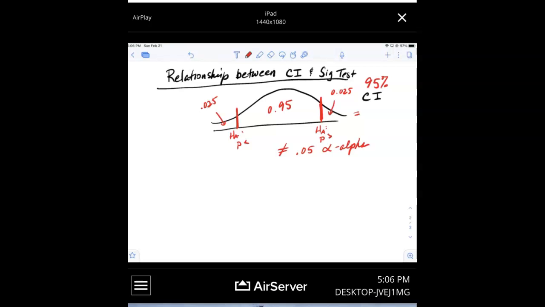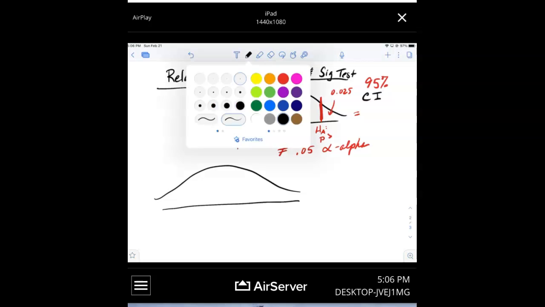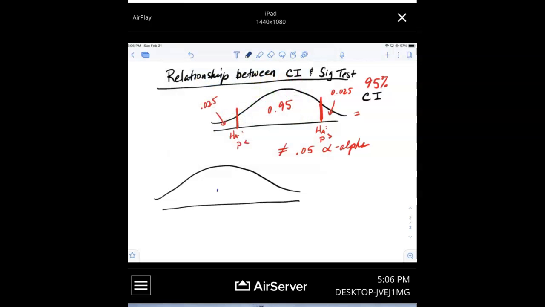Okay, so let's look at that as another problem. So let's say, again, starting at a confidence interval, I start here, I say that this is a 90%. So if this is a 90%, right? Then we know we have 10% left. This is 0.05, this is 0.05.